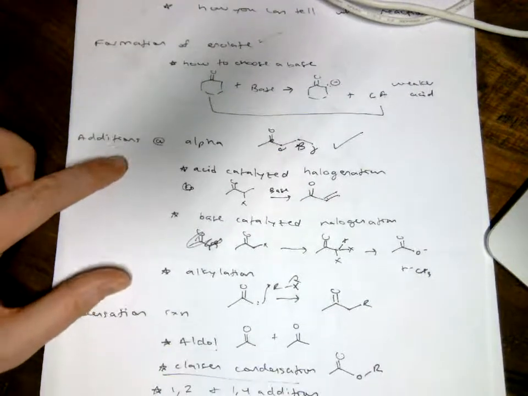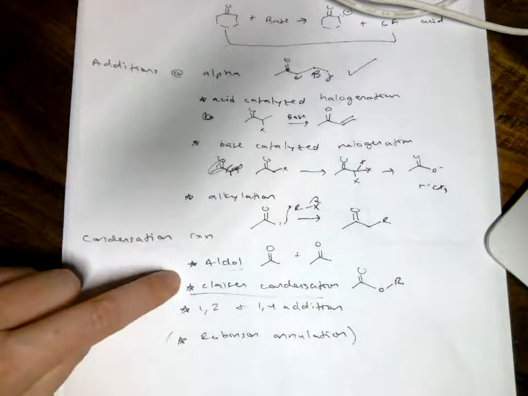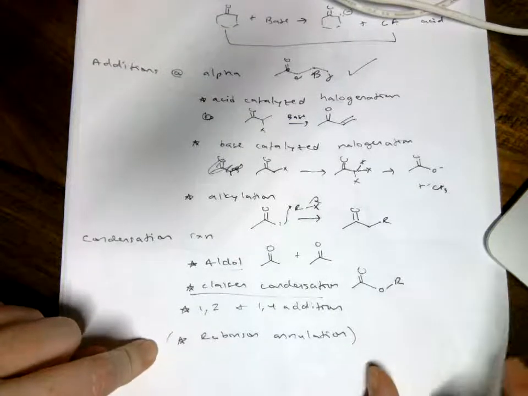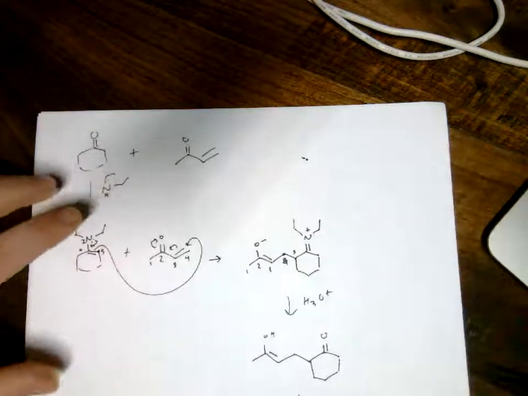In an earlier video, we talked about additions at alpha, and this time we went lightly back over aldol and Claisen and focused on 1,2 and 1,4. I don't think Robinson annulation is as important. So that's the content of the chapter. And now, how can you tell what reactions you're going to expect?